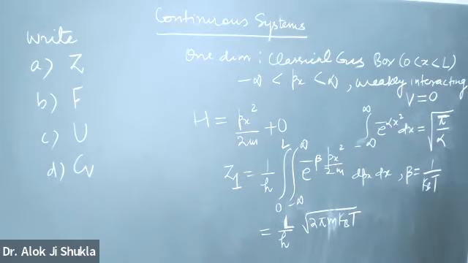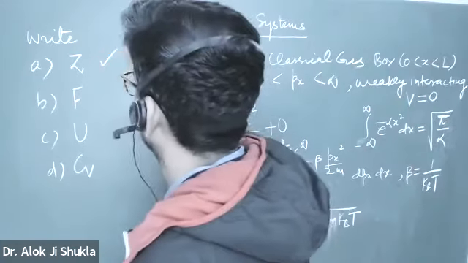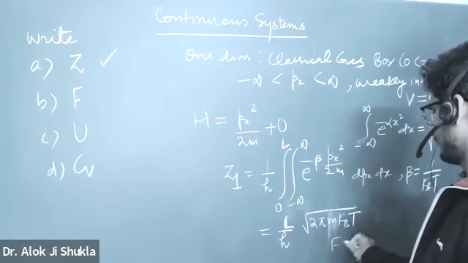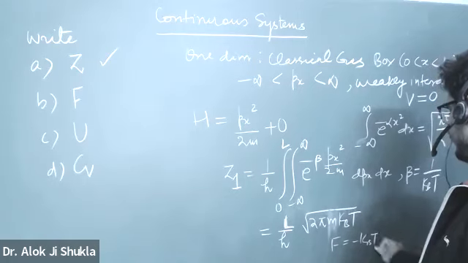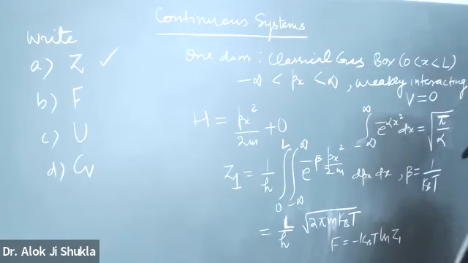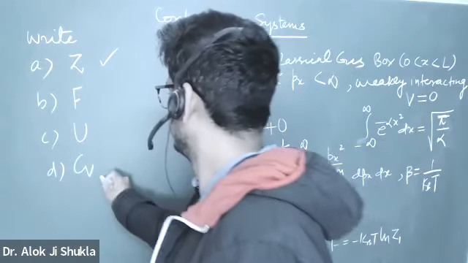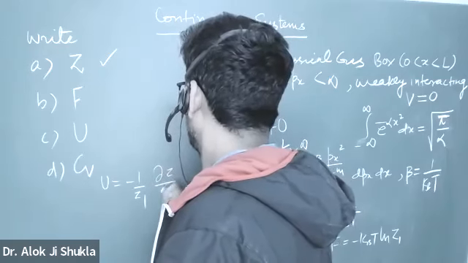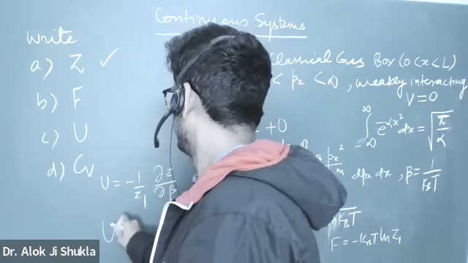ये है पार्टीशन फंक्शन। नाउ दिस इज ओवर। व्हाट इज F? माइनस kBT ln Z, माइनस kBT ln of Z1, N पार्टिकल के लिए N टाइम्स कर देना। ओके, व्हाट इज U? डेल -1/Z1 ∂Z/∂β.